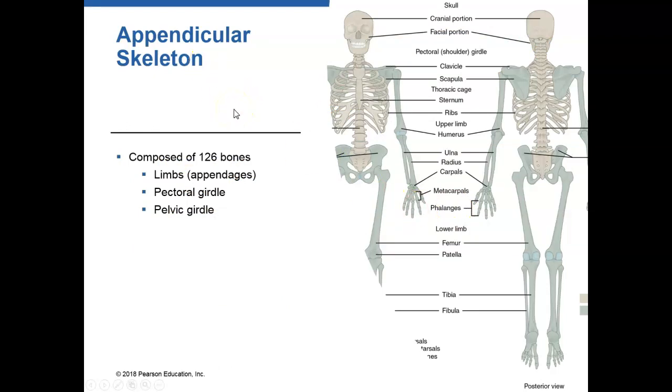So now we're going into the appendicular skeleton. The appendicular skeleton is composed of 126 bones. And in this skeletal group, we have the limbs, so our appendages, as well as our pectoral girdle and our pelvic girdle.